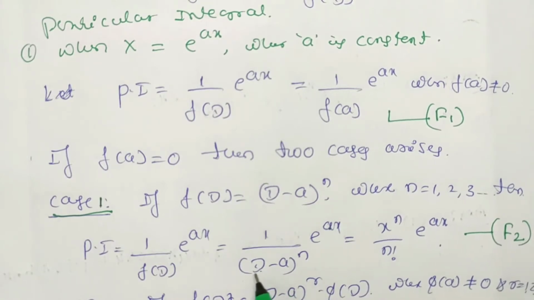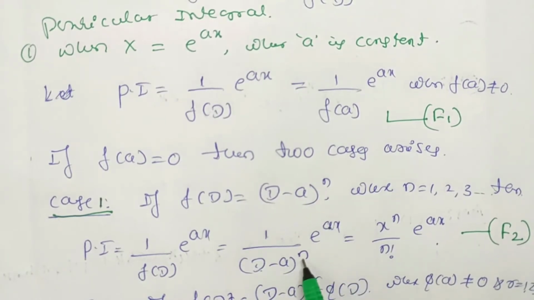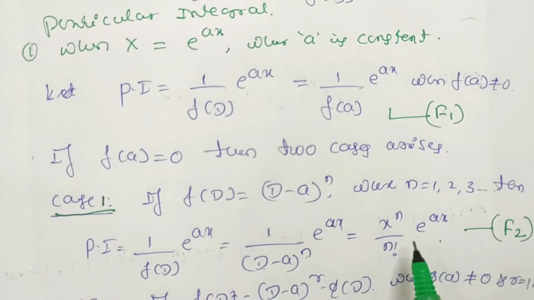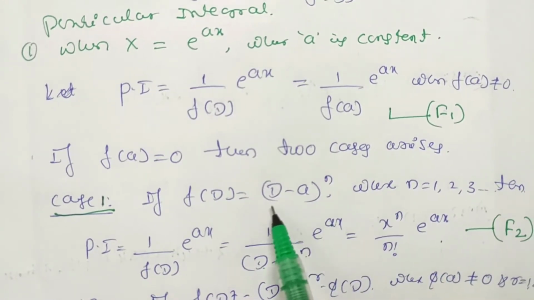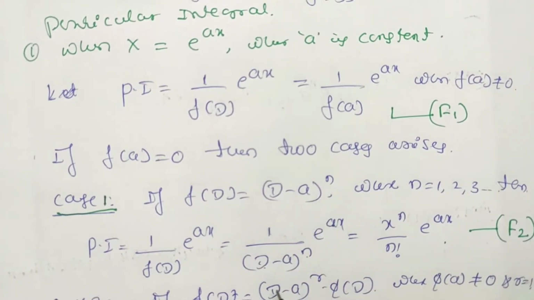So 1 by (D minus a) whole raised to n e raised to ax is equal to, you take directly, x to the power of n divided by factorial n e raised to ax. This is the case when the denominator f of D is (D minus a) raised to n. So we have one more case also.